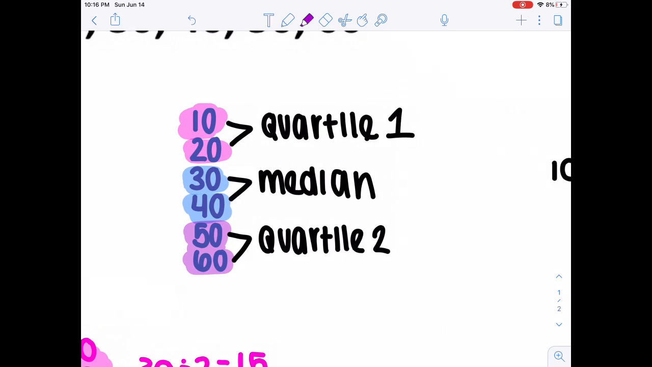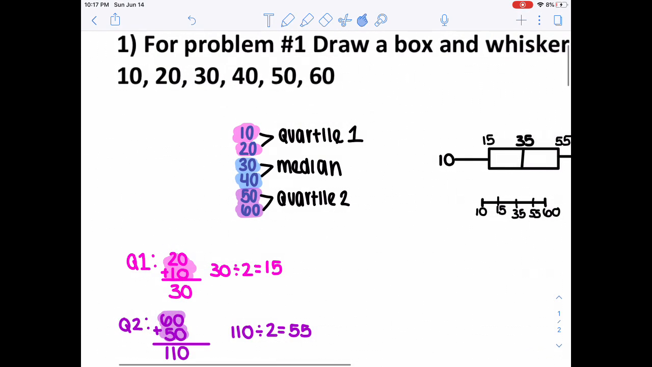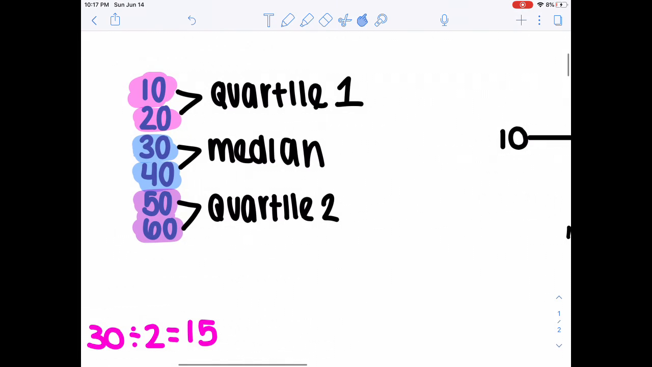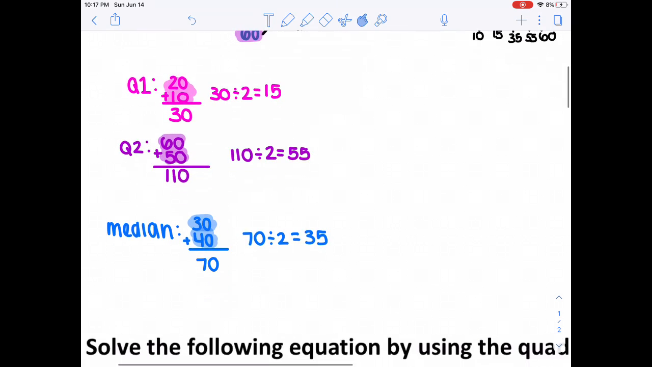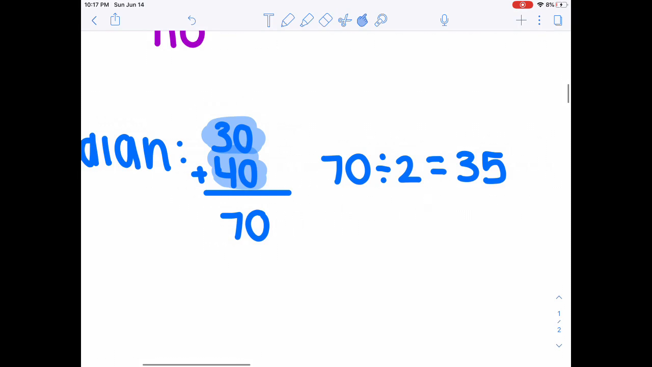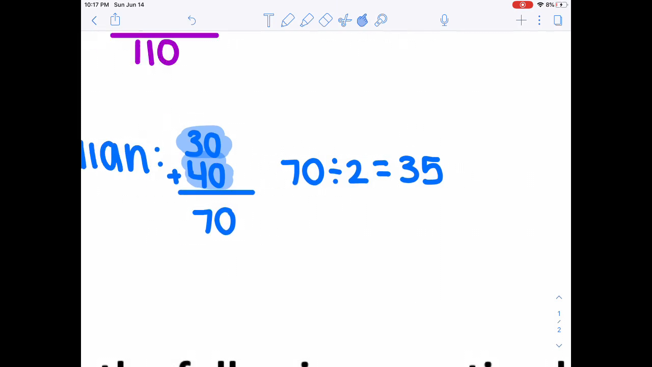After that, you're going to want to find your median. To find your median, you're going to look for the middle numbers, so that would be 30 and 40. And once you find your middle numbers, you're going to add them up, and you're going to get 70. Once you have 70, you're going to divide it by 2, which gives you 35.